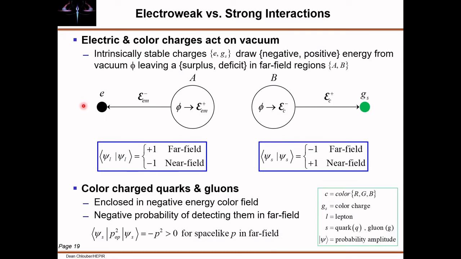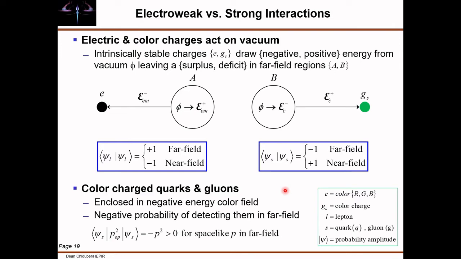Now we've already considered how an electrical charge draws negative energy from the vacuum, leaving a positive energy in the surrounding region A. The situation is just the opposite for a color charge in our model, which is a sink for positive energy, leaving a negative energy in the surrounding region B. So for color charged quarks and gluons, they're enclosed in a negative energy color field, and there's a negative probability of detecting them in the far field.